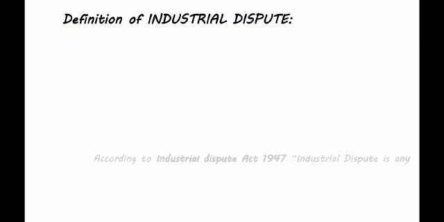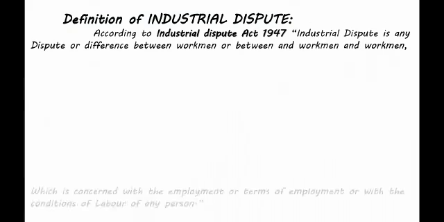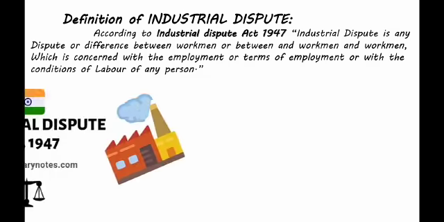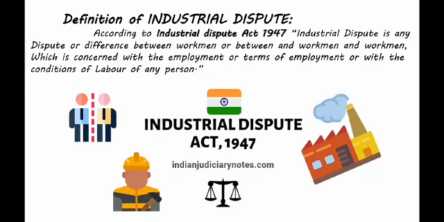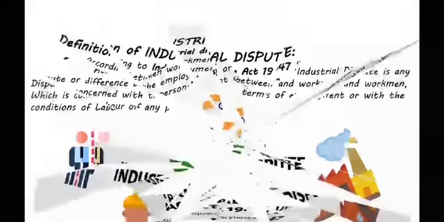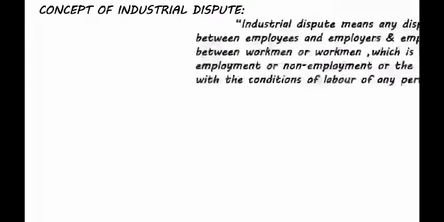Definition of industrial dispute. According to the Industrial Disputes Act 1947, an industrial dispute is any dispute or difference between employers and workmen, or between workmen and workmen, which is concerned with the employment or terms of employment, or the conditions of labor of any person. Next we see the concept of industrial dispute.